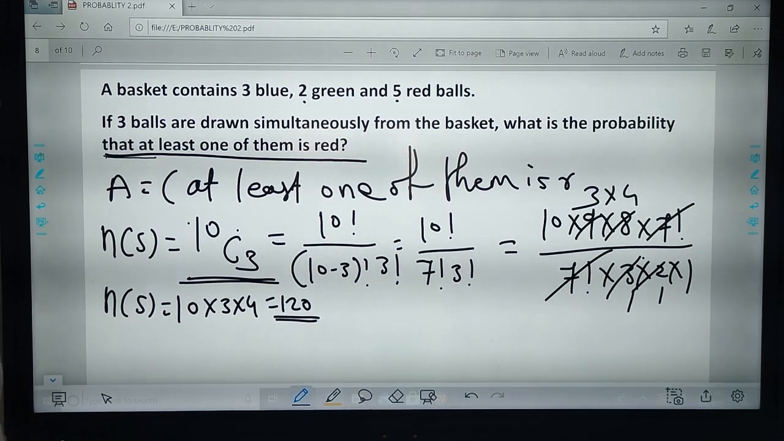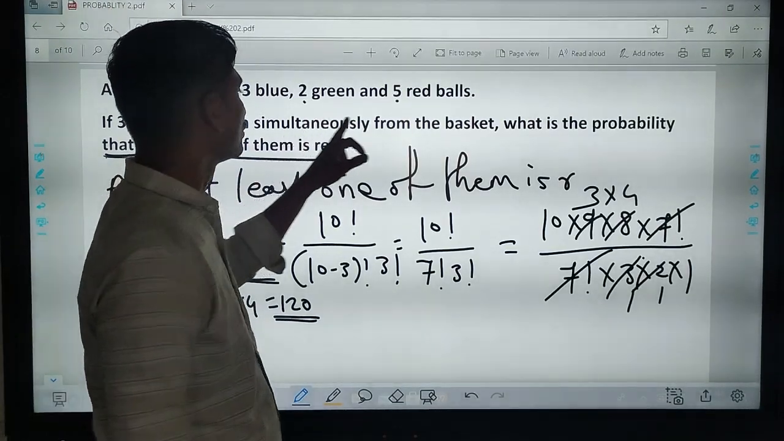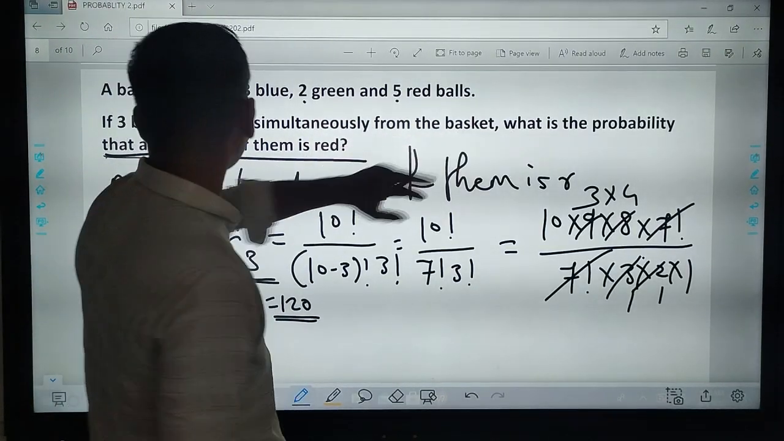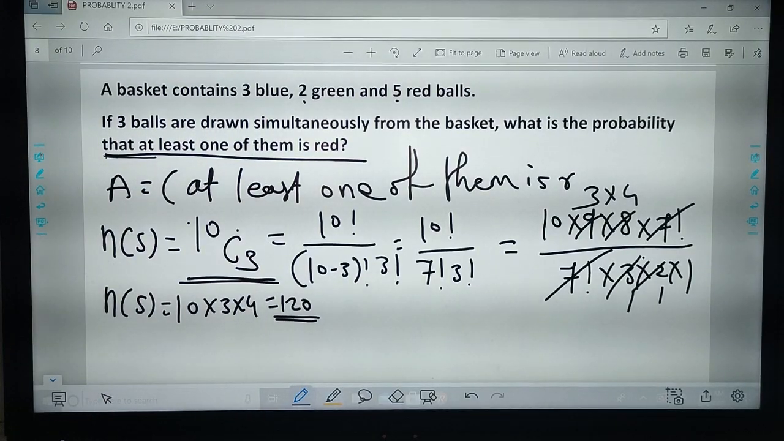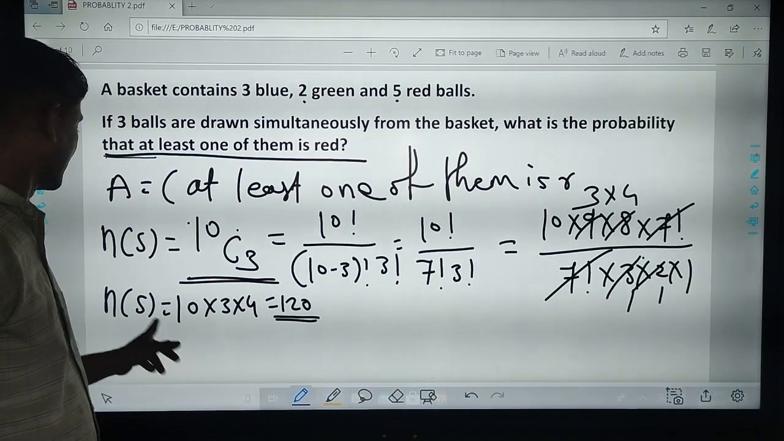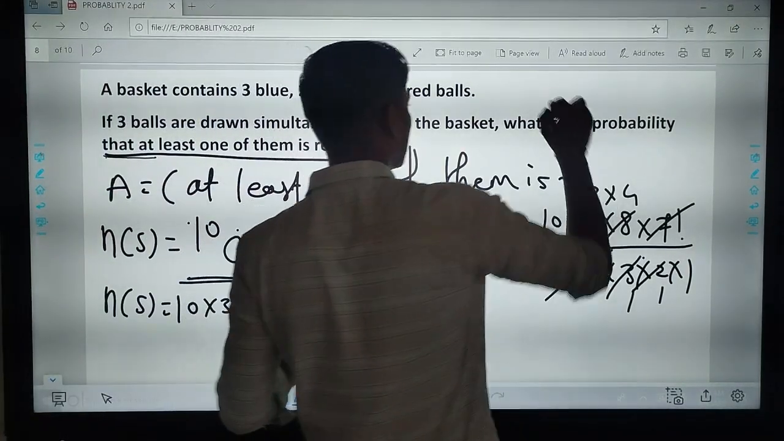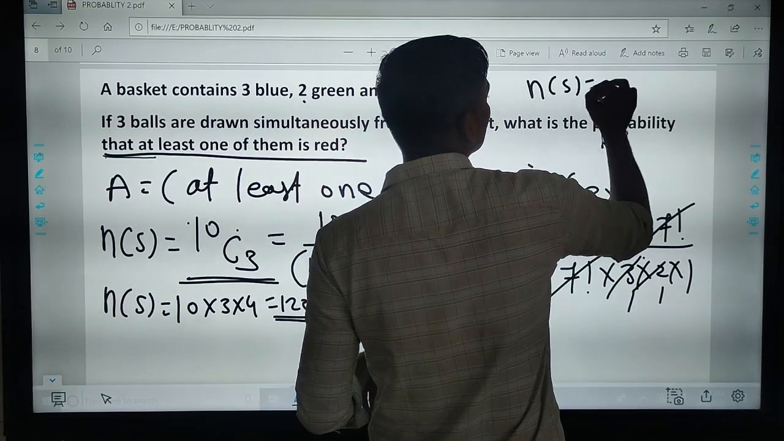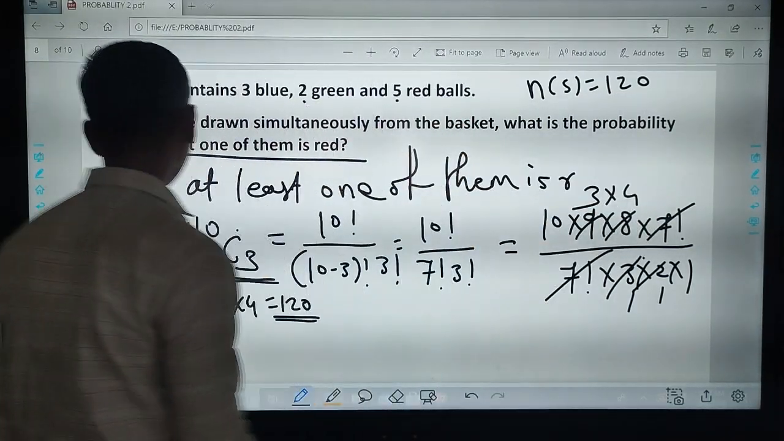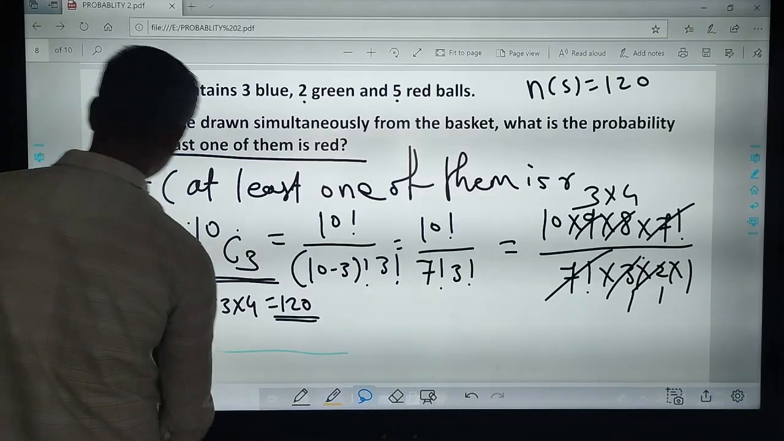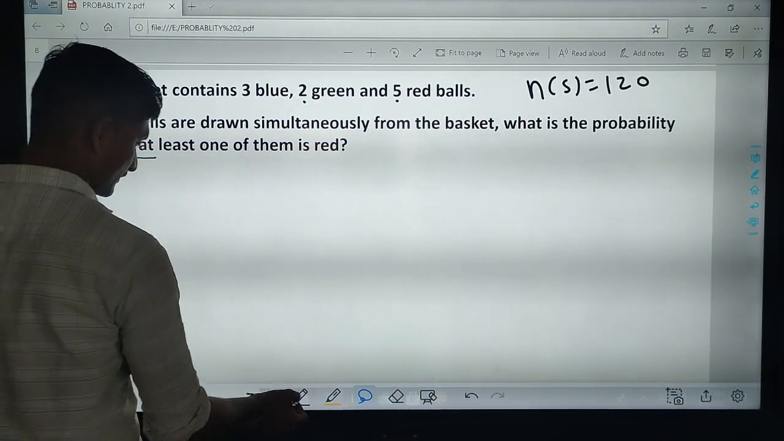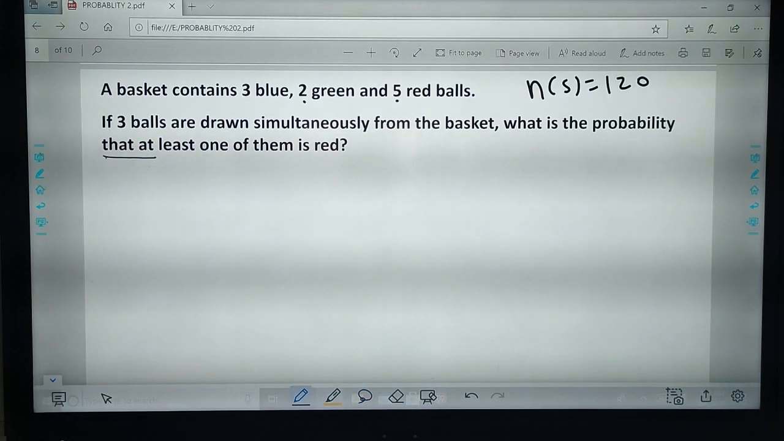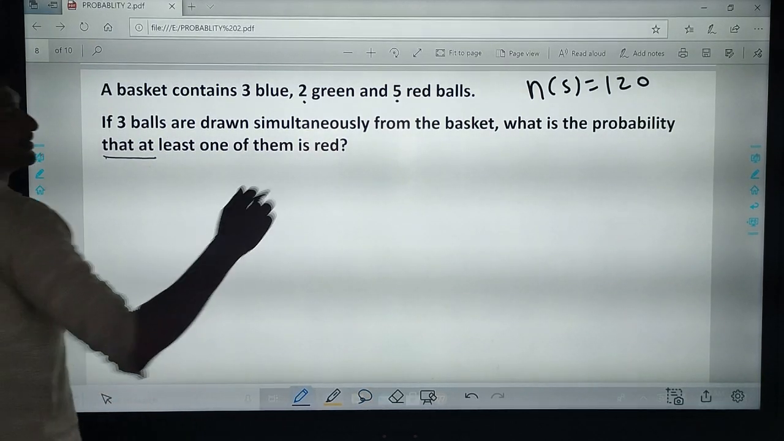Now here your n of A. 3 balls are drawn simultaneously from the basket. What is the probability that at least one of them is red? Here n of S is equal to 120. Now we find n of A. At least one of them is red.